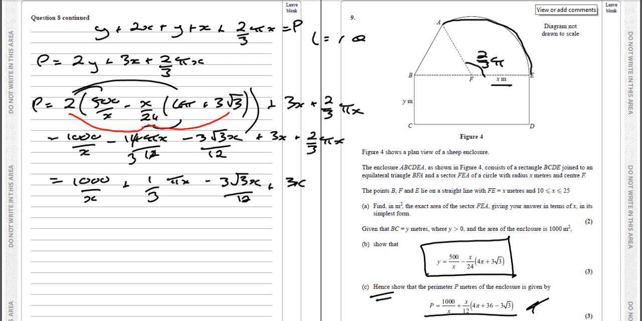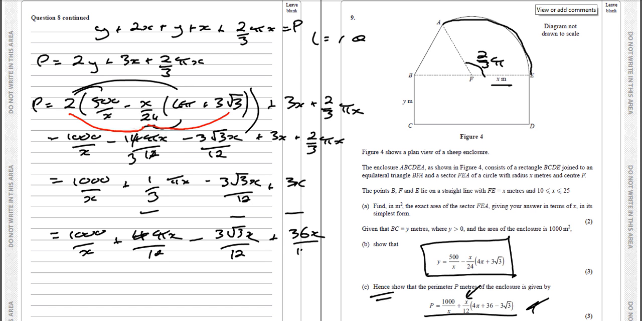Now what we've got here is a fraction over 12. So let's put all of these things over 12. So it's going to be 1000 over x plus 4 pi x over 12, minus, that one's already root 3x over 12, plus this one here is going to need to be 36x over 12.